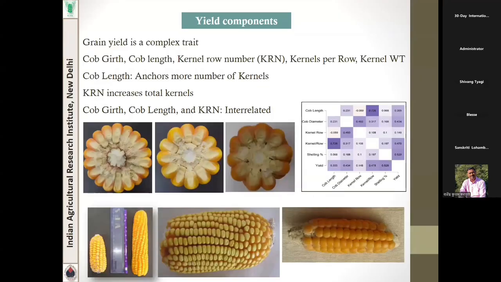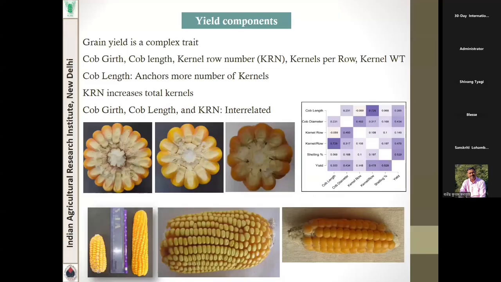As I told you, there are different component traits of yield, so we cannot improve yield as such in one go. We have to target one trait at a time to improve the trait of interest, for any trait for that matter. Yield is a quantitative trait composed of many component traits which influence the ultimate final yield of maize.